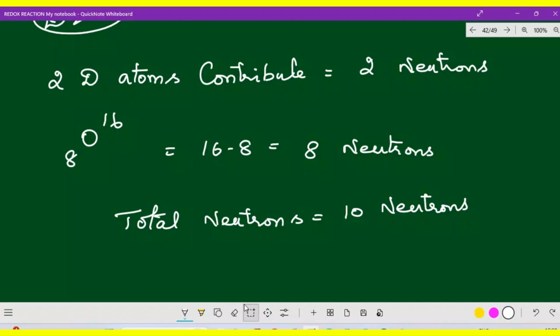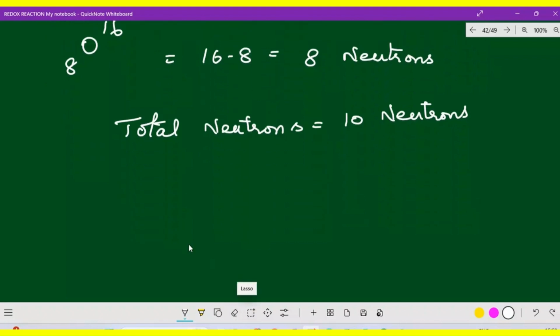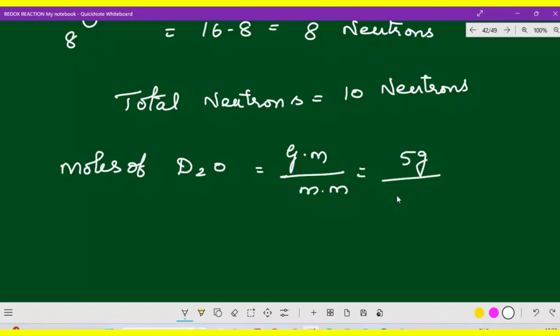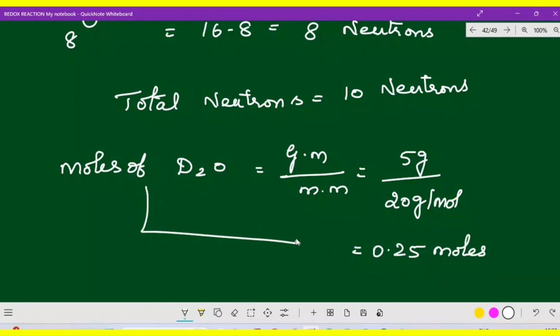Now we have to identify moles of D2O, moles of heavy water. Moles of D2O is given mass by molecular mass. So it is 5 grams divided by 20 gram per mole. So you will get 0.25 moles. So moles of D2O, you got it.